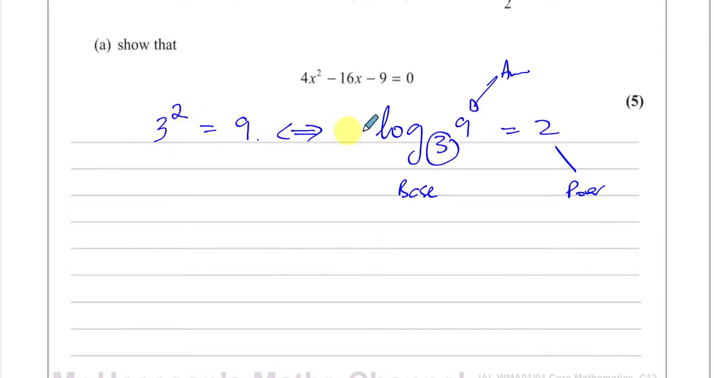3 to the power of 2 equals 9 can be written in log form. Log to the base 3 of 9 gives you 2. That is the power you need to raise this by to give you 9 as your answer. So that's what we can understand from that.